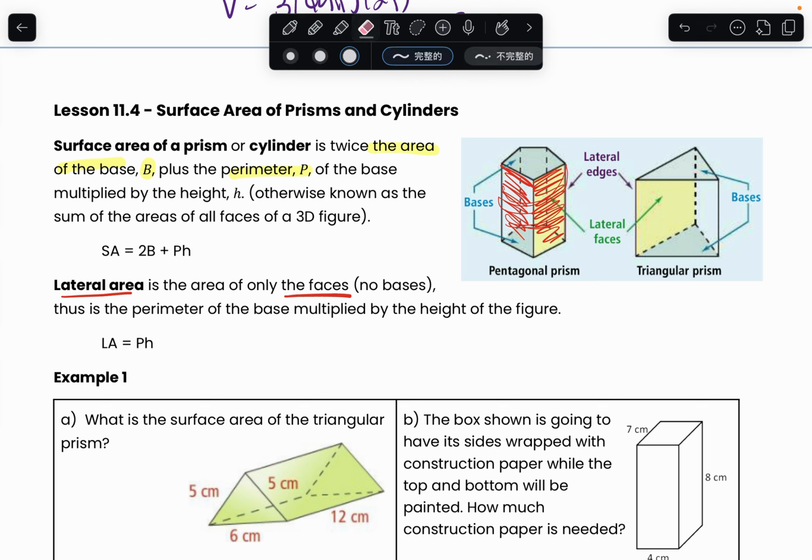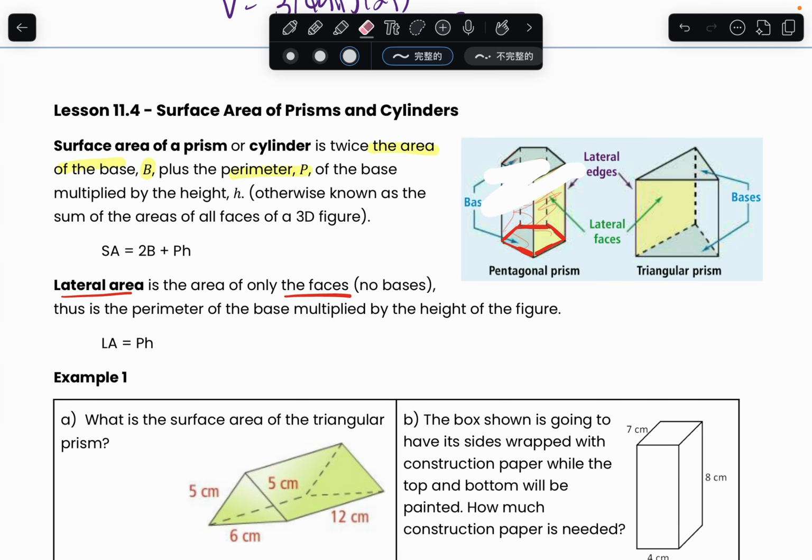To find the lateral area, all we have to do is first find the perimeter of my bases, and then multiply by the height. That will give me my lateral area, all the surface areas right here. Please remember this is not volume, so your answer will be in squared units.